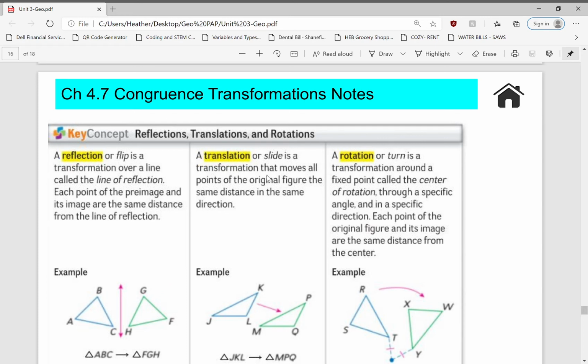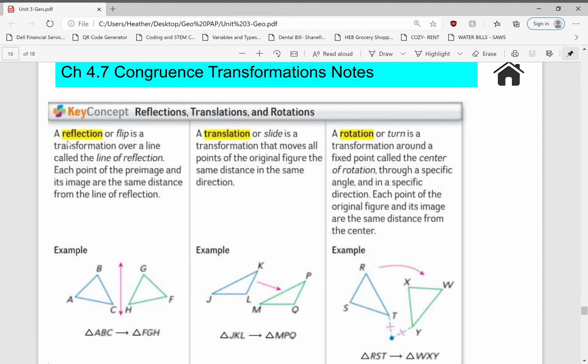Good morning, guys. We're going to start chapter 4.7, which is congruent transformation notes. So we're going to talk about 3 different types of transformations. The first type of transformation is a reflection.